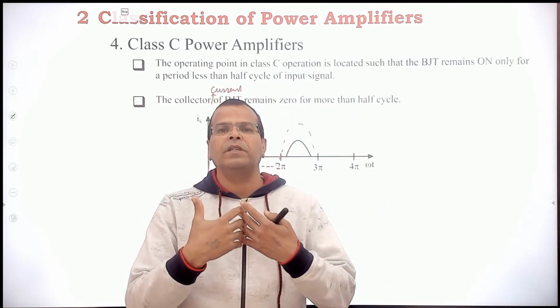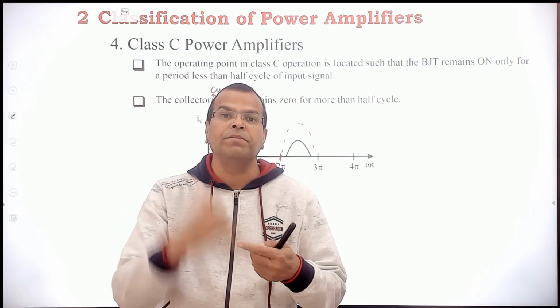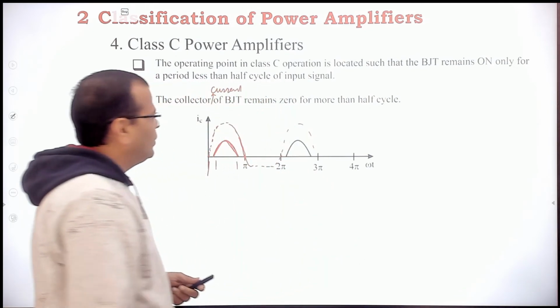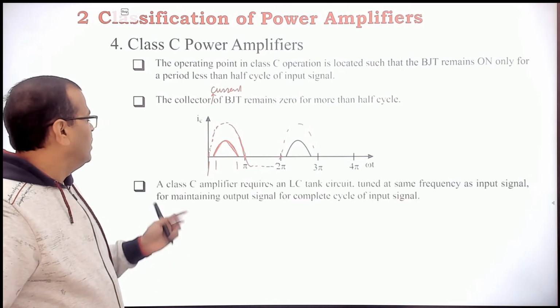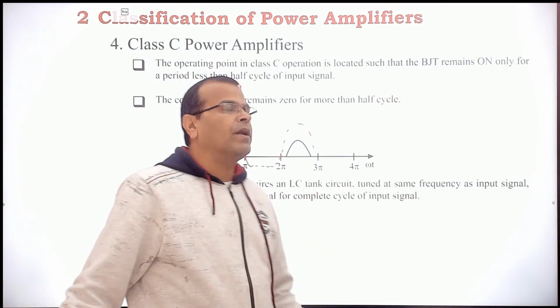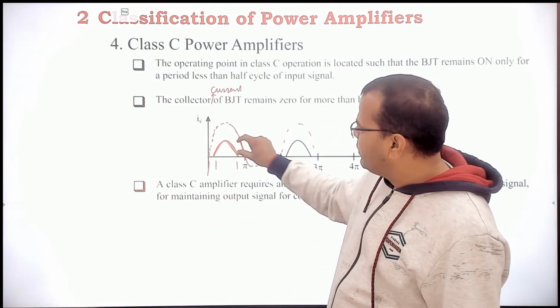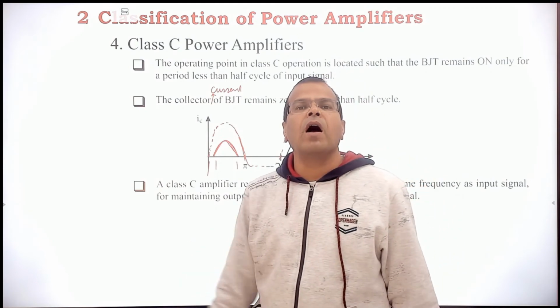So remember, if current is flowing for lesser period, losses will be lesser, efficiency will be more. So class C amplifier has efficiency more than class B operation. Right? Fine. And of course distortion is more than class B operation. So in class C amplifier, we have current which is not flowing even for half of the cycle. So we need to have a tank circuit.